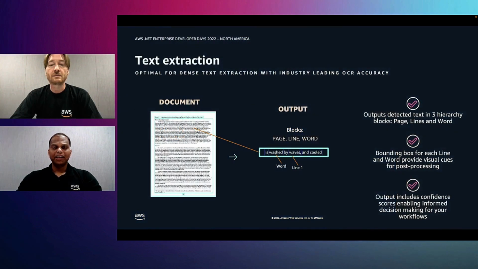There are multiple scenarios in which Textract can be used. For example, Textract extraction functionality returns results in 3 hierarchy: page, line, and word. It is used for dense text documents such as legal contracts to provide industry-leading OCR accuracy.